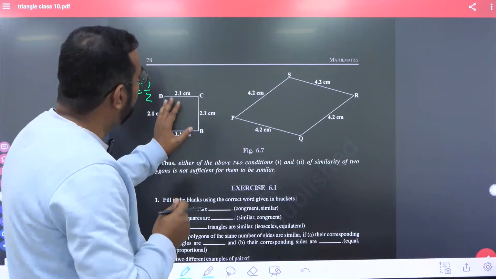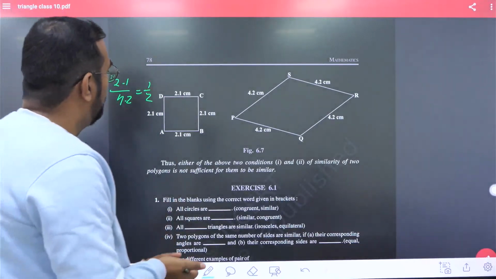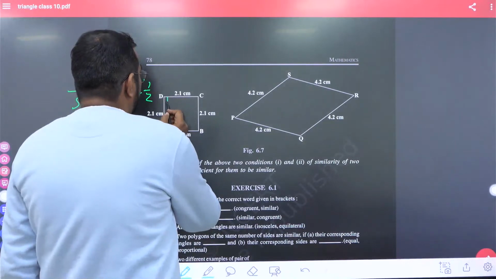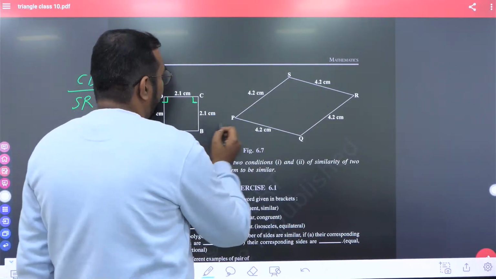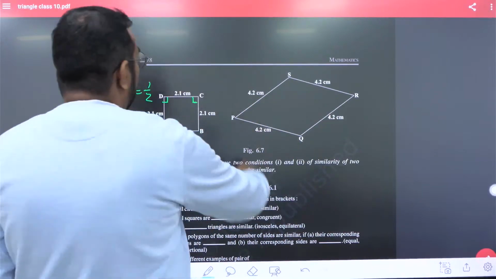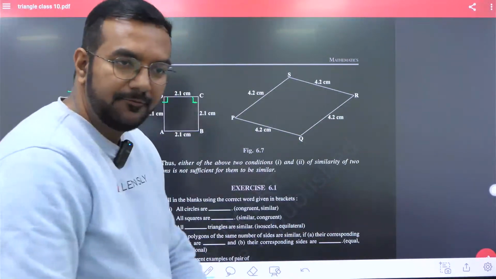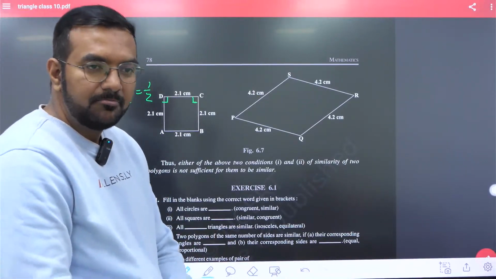So their corresponding side ratios are the same, but the angles are not the same, because this one is a square. Here all sides are equal and the angles are 90 each. Its angle is not defined here. So their angles are not equal. That's why they are not similar.